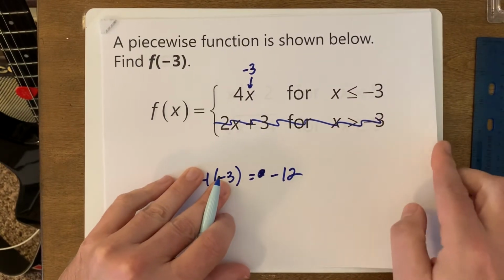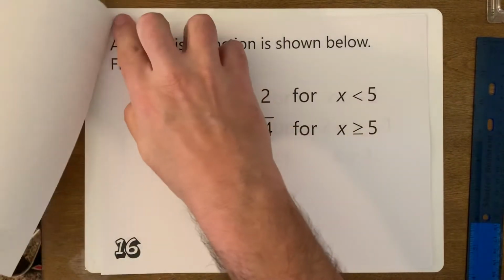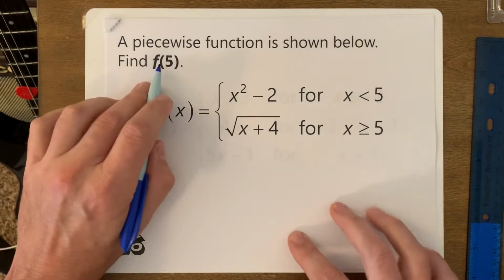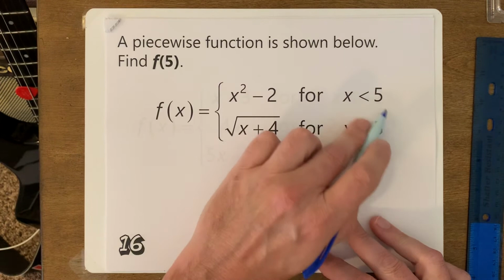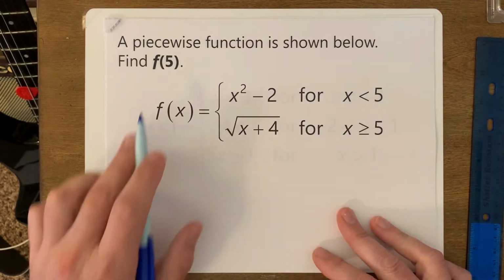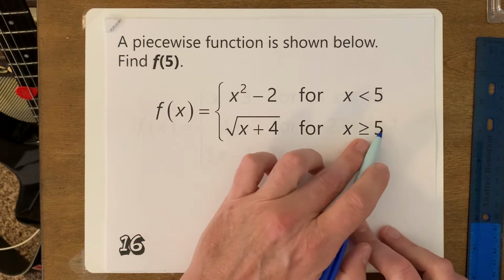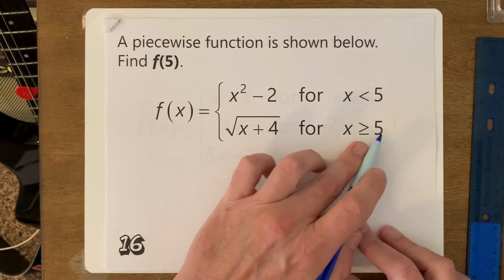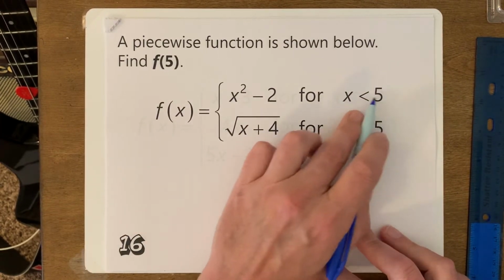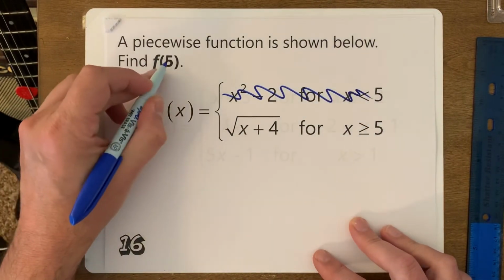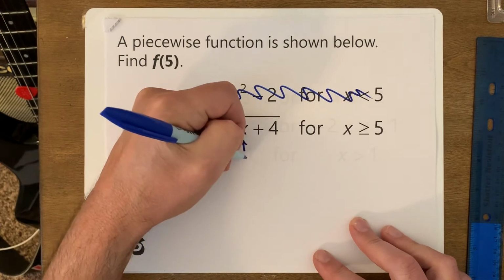Next one. Okay, they're going to get a little complicated, but that's okay. F of 5, and again, the split occurs at 5 for our domain. So is 5 less than 5, or is 5 greater than or equal to 5? Well, 5 is definitely greater than or equal to 5. It's equal to 5. So we don't want this one, so we're going to cross through that, and we're going to put that 5 in for x right here.